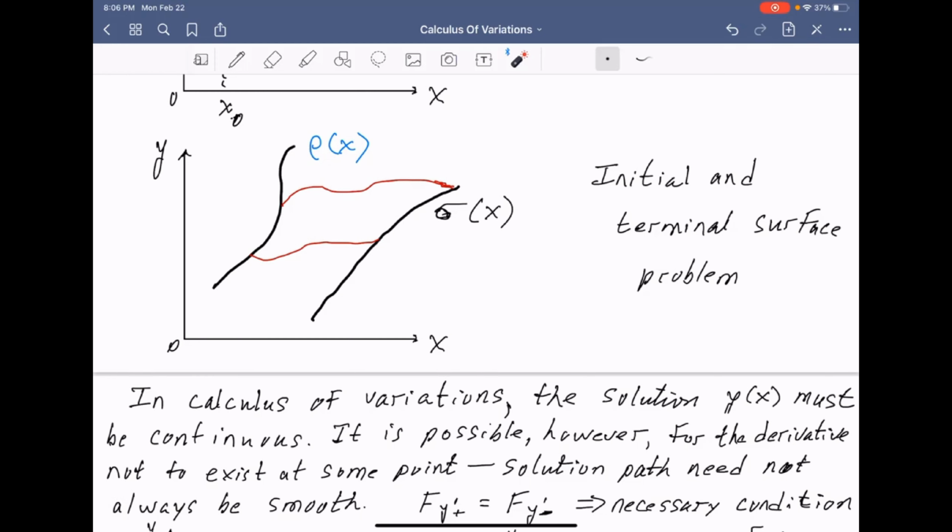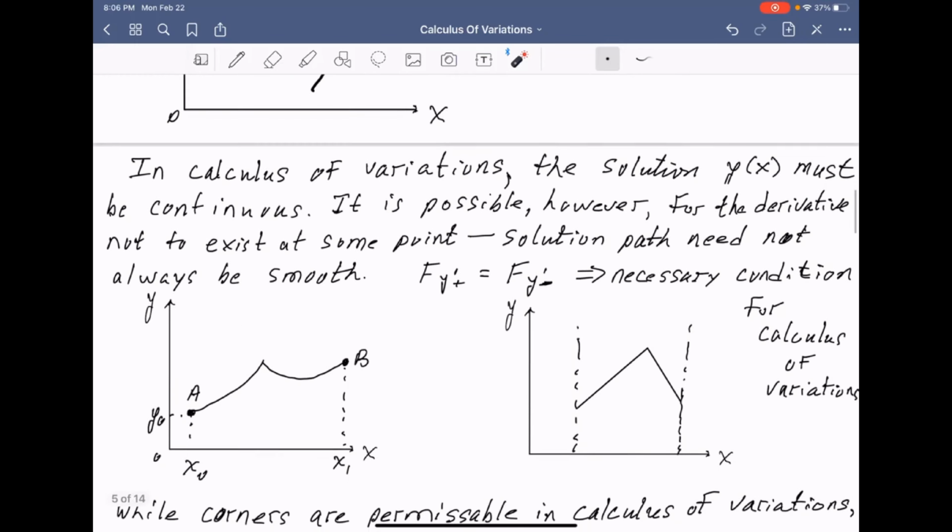psi of x, and an end terminal surface denoted by sigma of x, and we're interested again in finding the optimal path that goes from any point on this particular surface to this particular surface over here, with the idea again that we would optimize that integral.